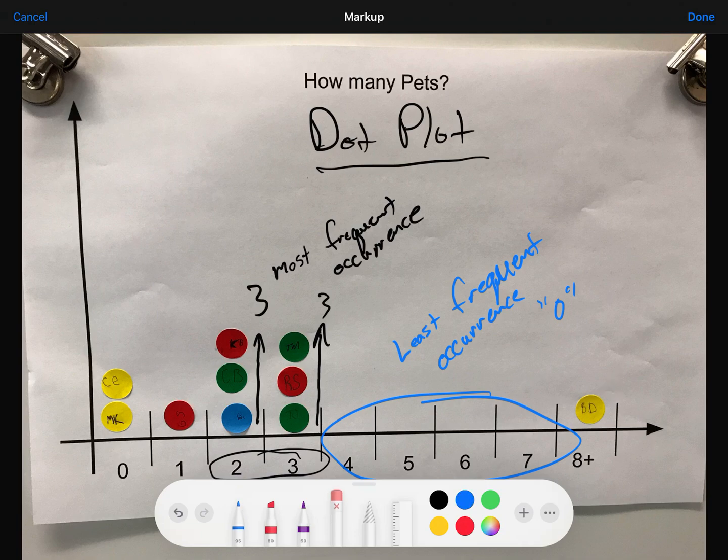All right. So, lastly, I think a big question could be, if you're looking at this class and this class data, could you tell me, where do most students sit? And you could say the most frequent occurrence means that we have students that are between the 2 and 3, right? Okay.